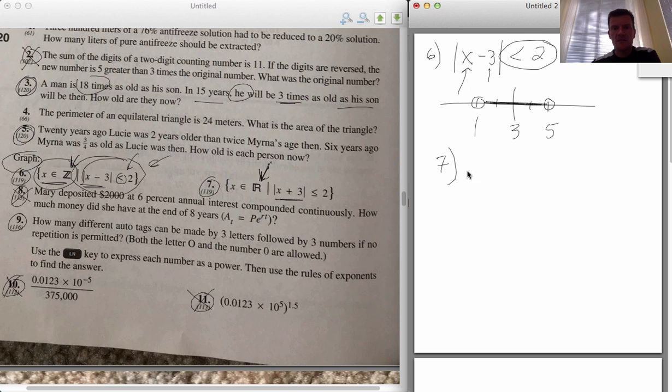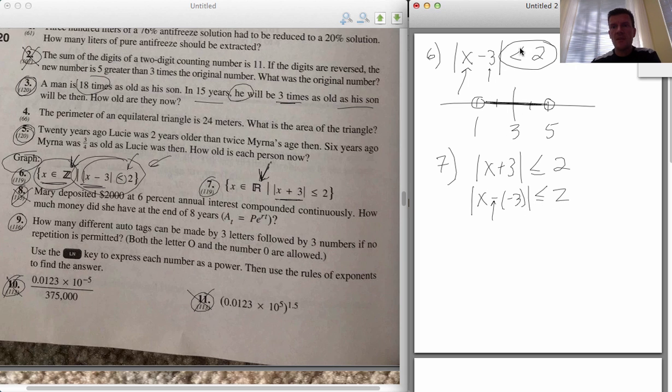Number 7. Absolute value of x plus 3 is less than or equal to 2. In this case, notice an x plus 3. You really want to change this to a minus a negative 3, because that's really what it's saying. This has to be a minus here. You're trying to find out what's the difference between two numbers. The distance really is one number minus another number. That's how far apart they are. And again, we want it less than or equal to 2.